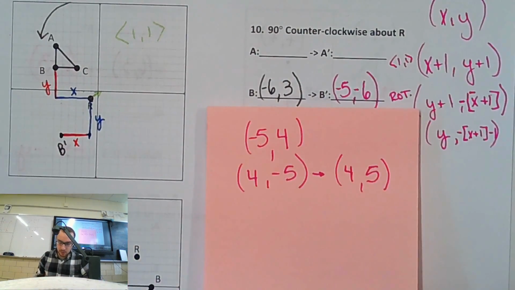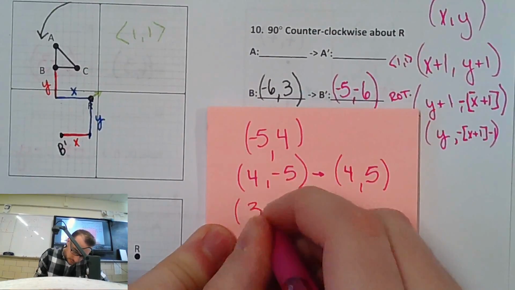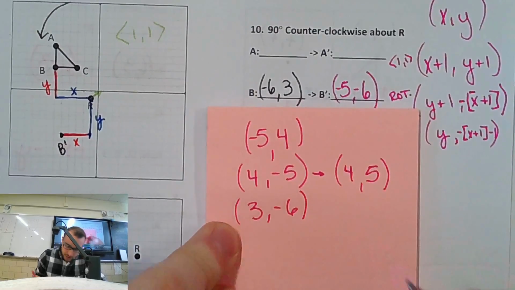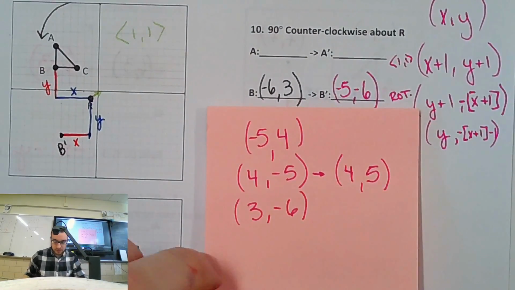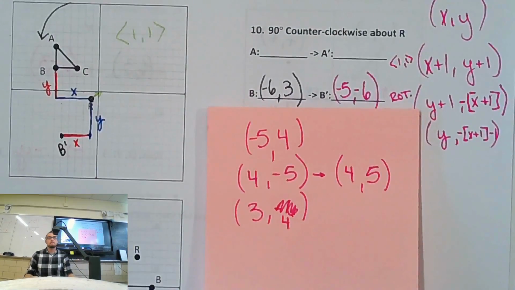Now we're supposed to subtract 1. So we subtract 1 and we get (3, 4). Why didn't this work? This was on purpose. Who remembers from Friday? No, we did move it back. Who remembers from Friday?